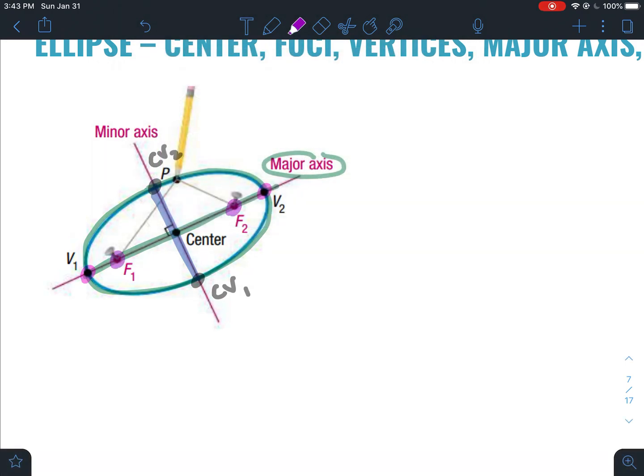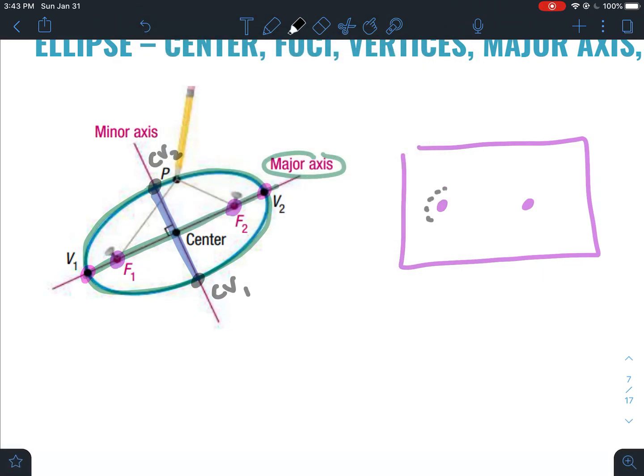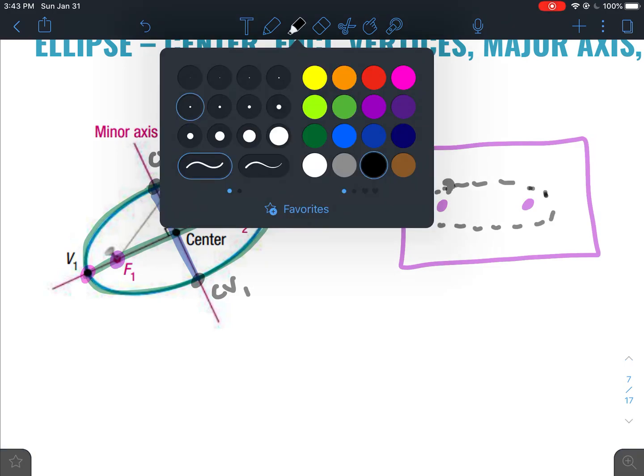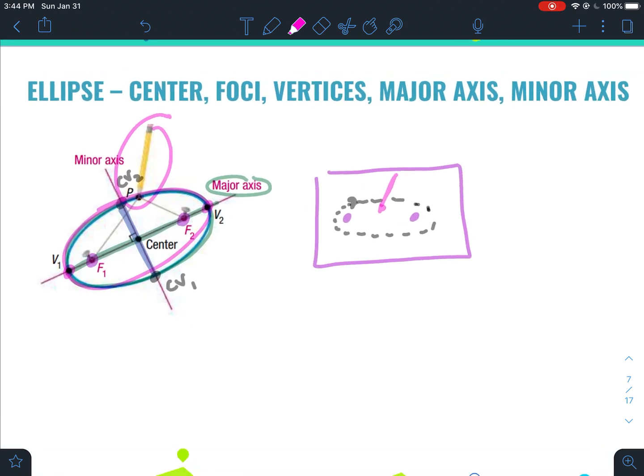Some of you might have done this project in grade school where you took a piece of paper and put two tacks in the paper, a little bit spaced out from the center. And then you took a string and tied it together. And then you took your pencil and pulled it taut, like you see over here. And then you make a circular motion with your pencil. That motion is going to form the ellipse. So those two tacks that you put in your paper would be the foci.